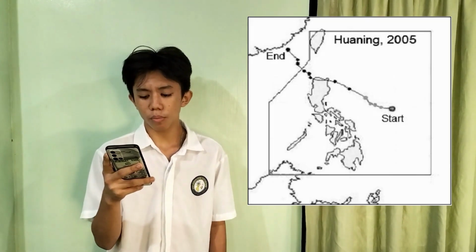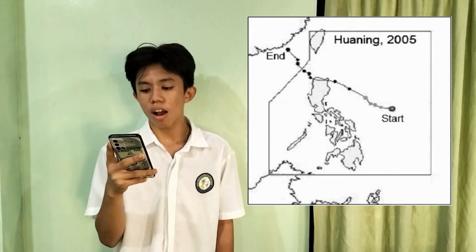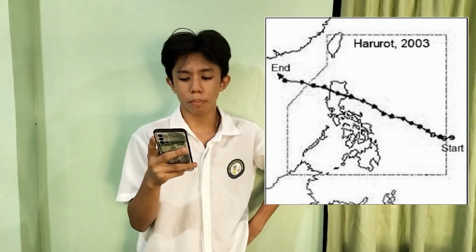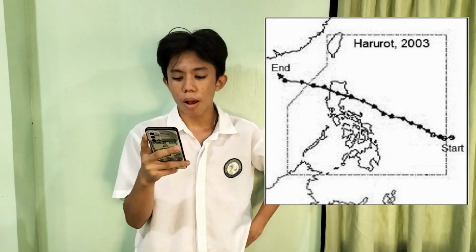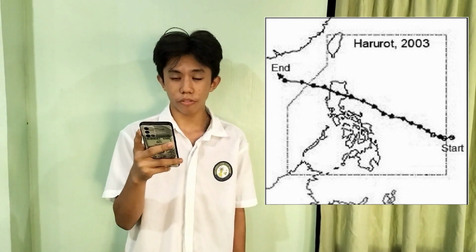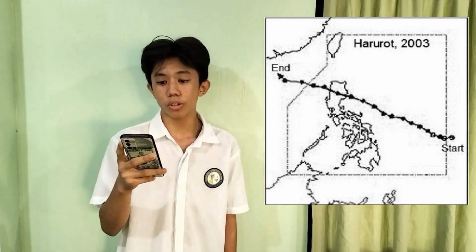The tropical cyclone named Wani, which happened in 2005, started near the center of the PAR, which was 130 degrees, but it stopped outside of the PAR, which was near the mainland of China. Lastly, this tropical cyclone didn't start at the PAR, nor did it end there. But when it happened in 2003, the cyclone was on its way towards the Philippines. This weather disturbance was called the tropical cyclone Haruro.